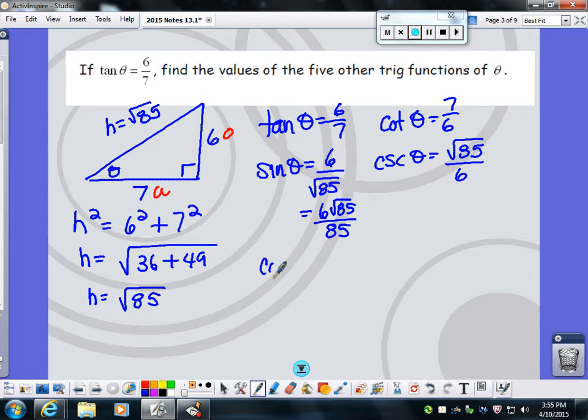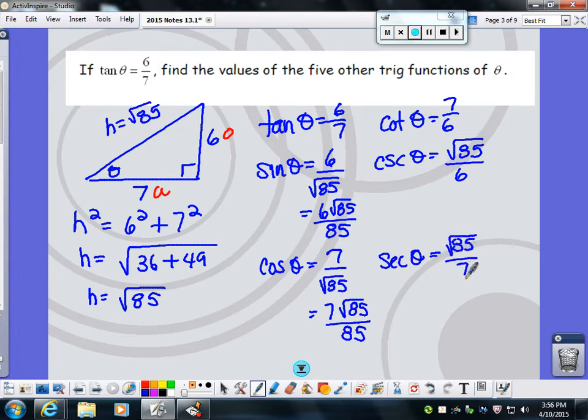That leaves us with cosine of theta, which is adjacent over hypotenuse, 7 over the square root of 85. Let's rationalize that. And then finally, we want the secant of theta, which is the reciprocal, so the square root of 85 over 7.